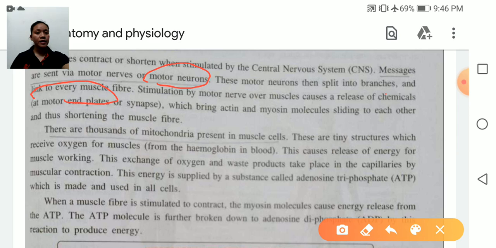release of chemicals at the synapse, the end plate. In the end plate, it releases the chemicals which bring actin and myosin molecules sliding over each other, thus the shortening of muscle fibers. When the actin and myosin filament molecules slide over each other, there will be shortening of the muscle. And when the actin and myosin filaments do not slide, there will be lengthening of the muscle.